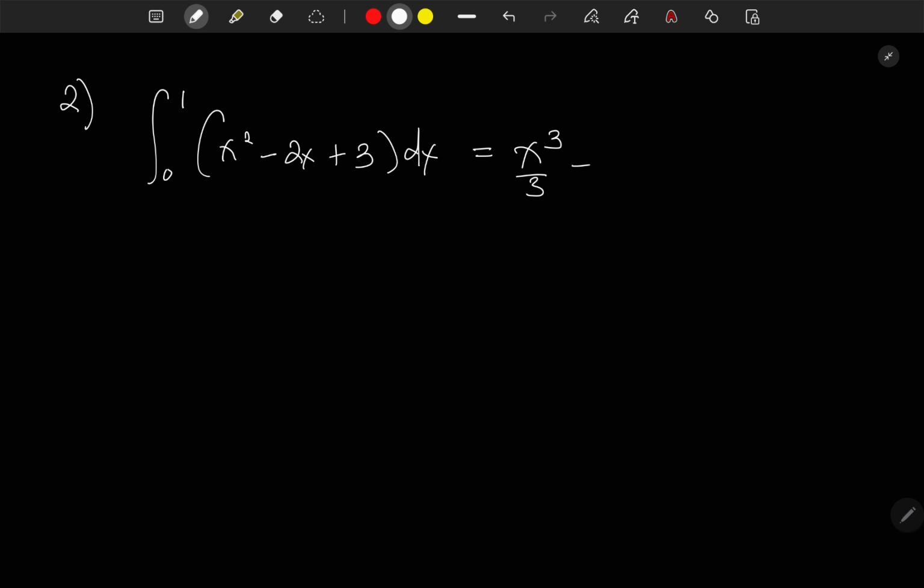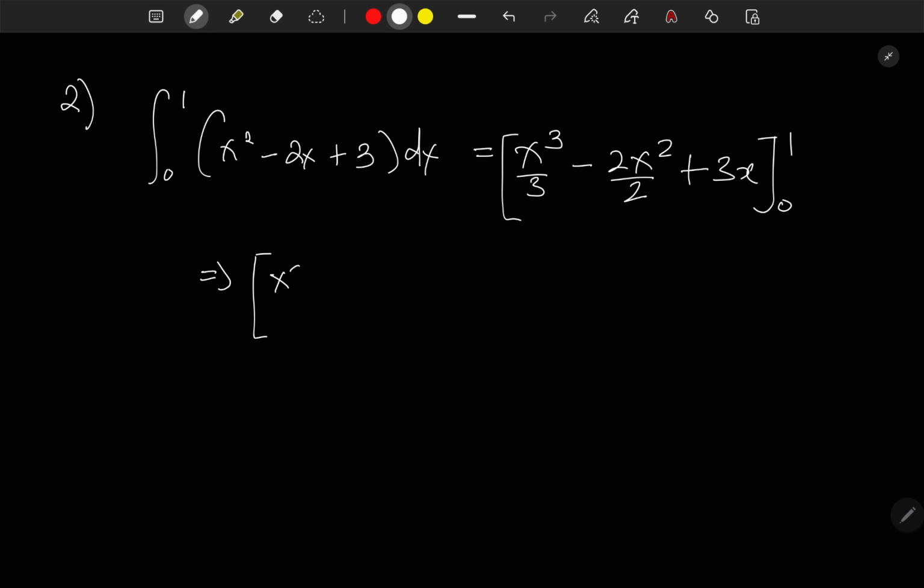Let's put up another one. Integrating from 0 to 1, x squared minus 2x plus 3 dx. Let's first integrate this. We end up having x to the power 3 over 3 minus 2x squared over 2 plus 3x. Our limits, of course, are from 0 to 1. We can simplify this further to x to the power 3 over 3 minus x squared plus 3x. We maintain our limits.